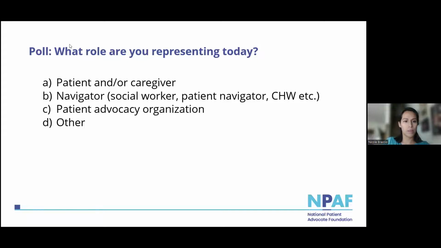Perfect. I think we are at a quorum there. So about 54% of you are a navigator in the field, such as a social worker, patient navigator, community health worker. About 14% are patients and/or caregivers. 21% of you are coming from a patient advocacy organization, and 11% other. Excellent. Well, it's great to have you all here.